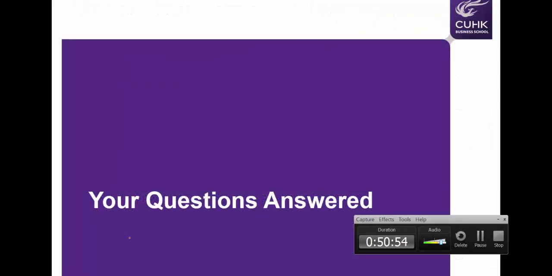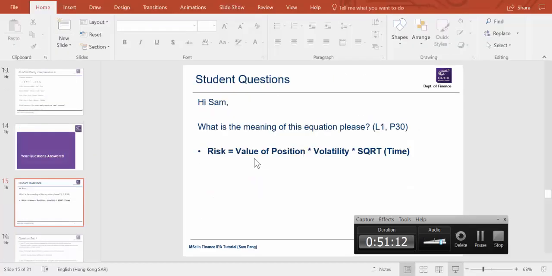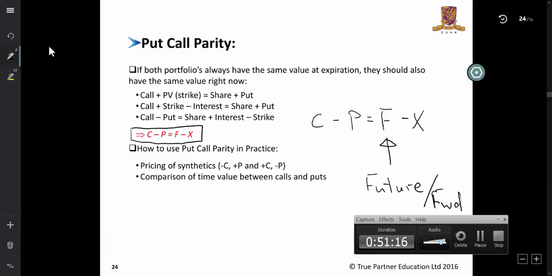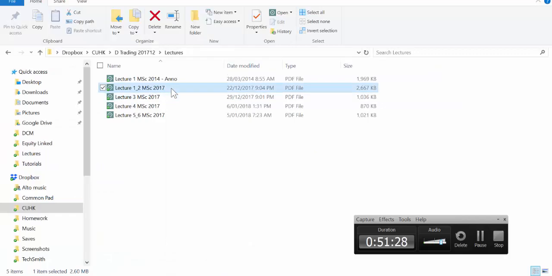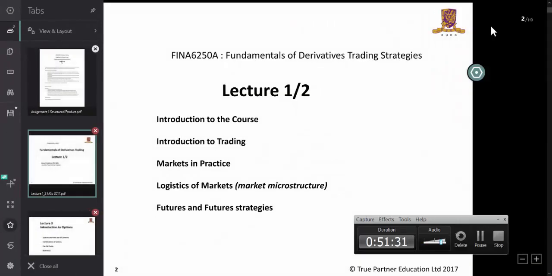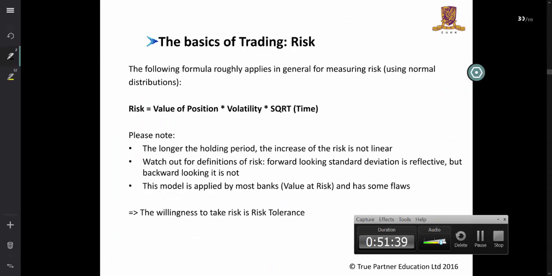Okay, now let me, I had a question the other day. Sam, what is the meaning of this equation? Lecture 1, page 30. Hold on, is this lecture? No, this is not lecture 1. So lecture 1, page 30. The basic of trading, risk. Risk equals value of position multiplied by volatility multiplied by the square root of time.